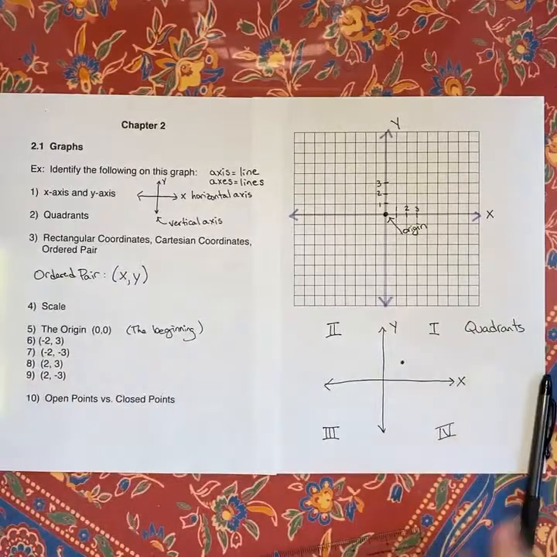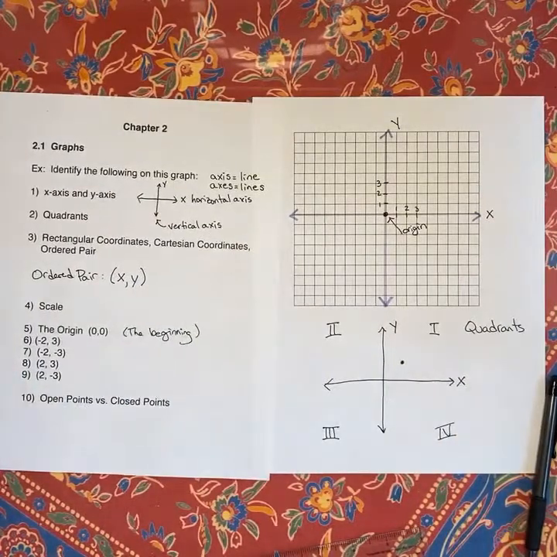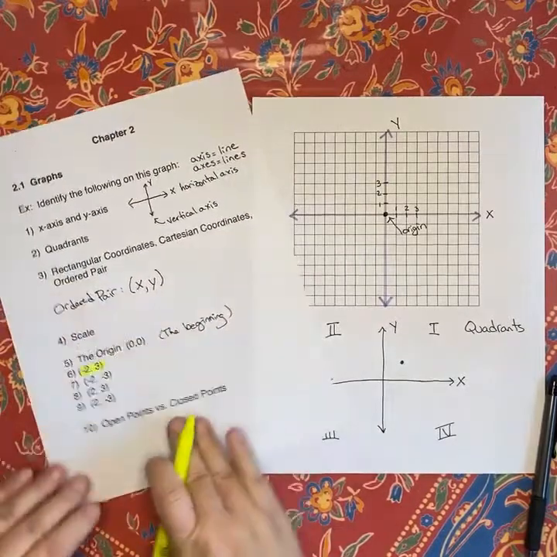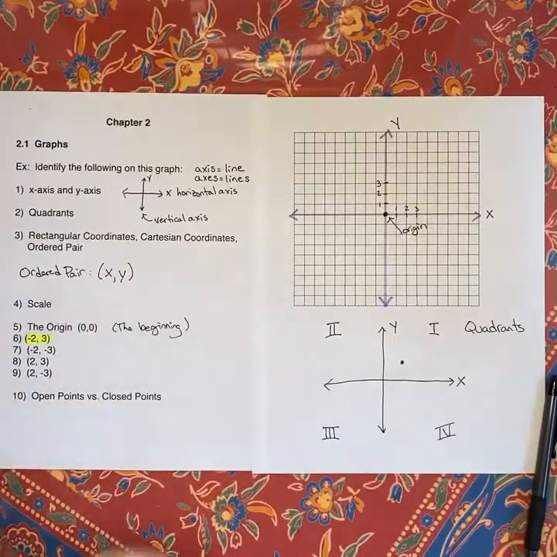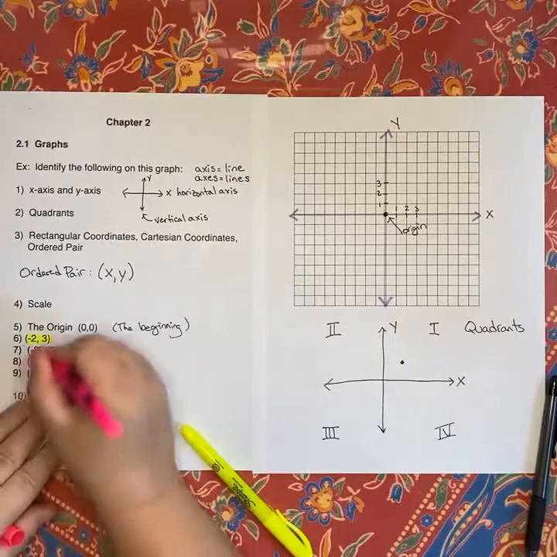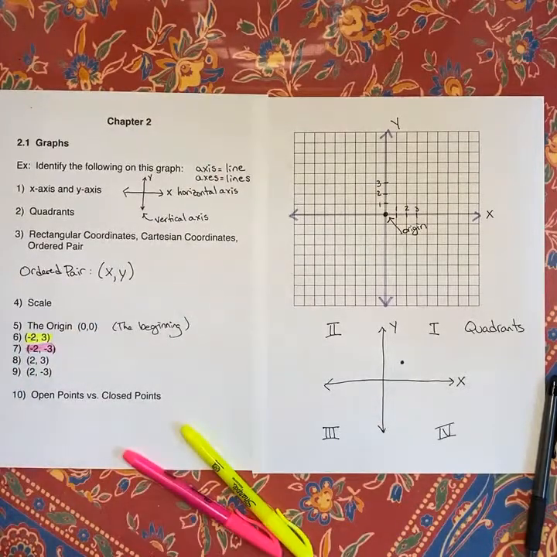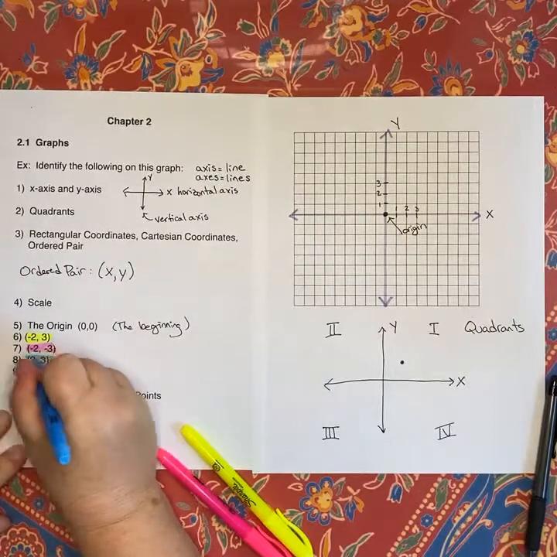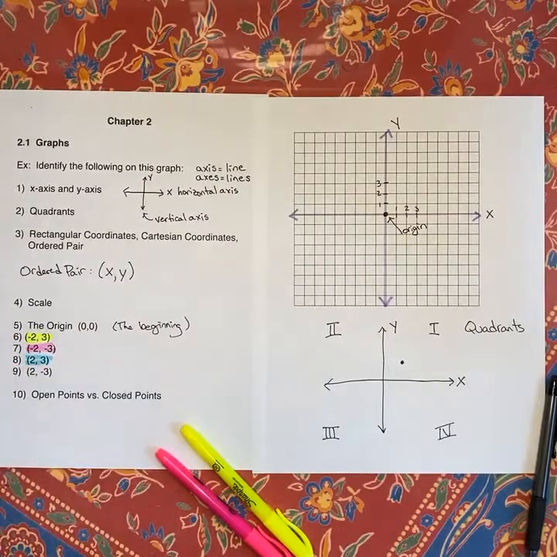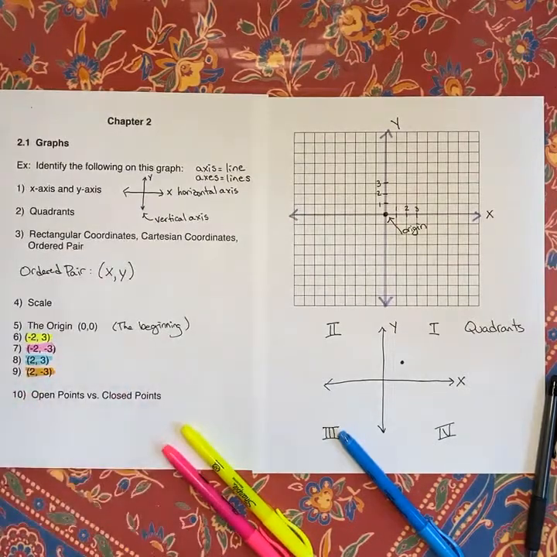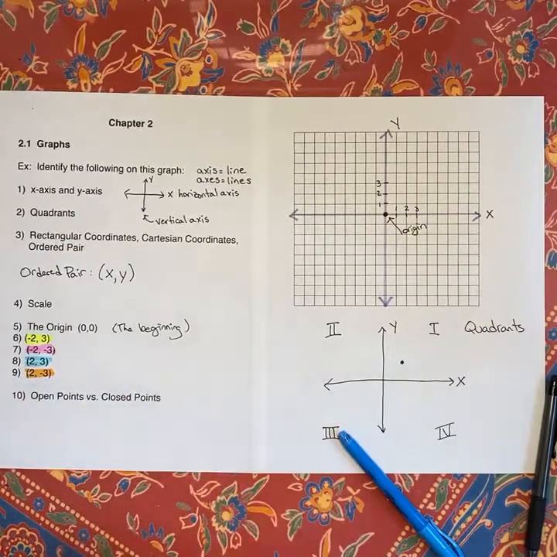Let me see. I've already used purple, so number 6 is going to be my yellow point. Let's see, I'll do yellow, and then pink, and then blue, and then orange. Just in case anyone needs to follow me.